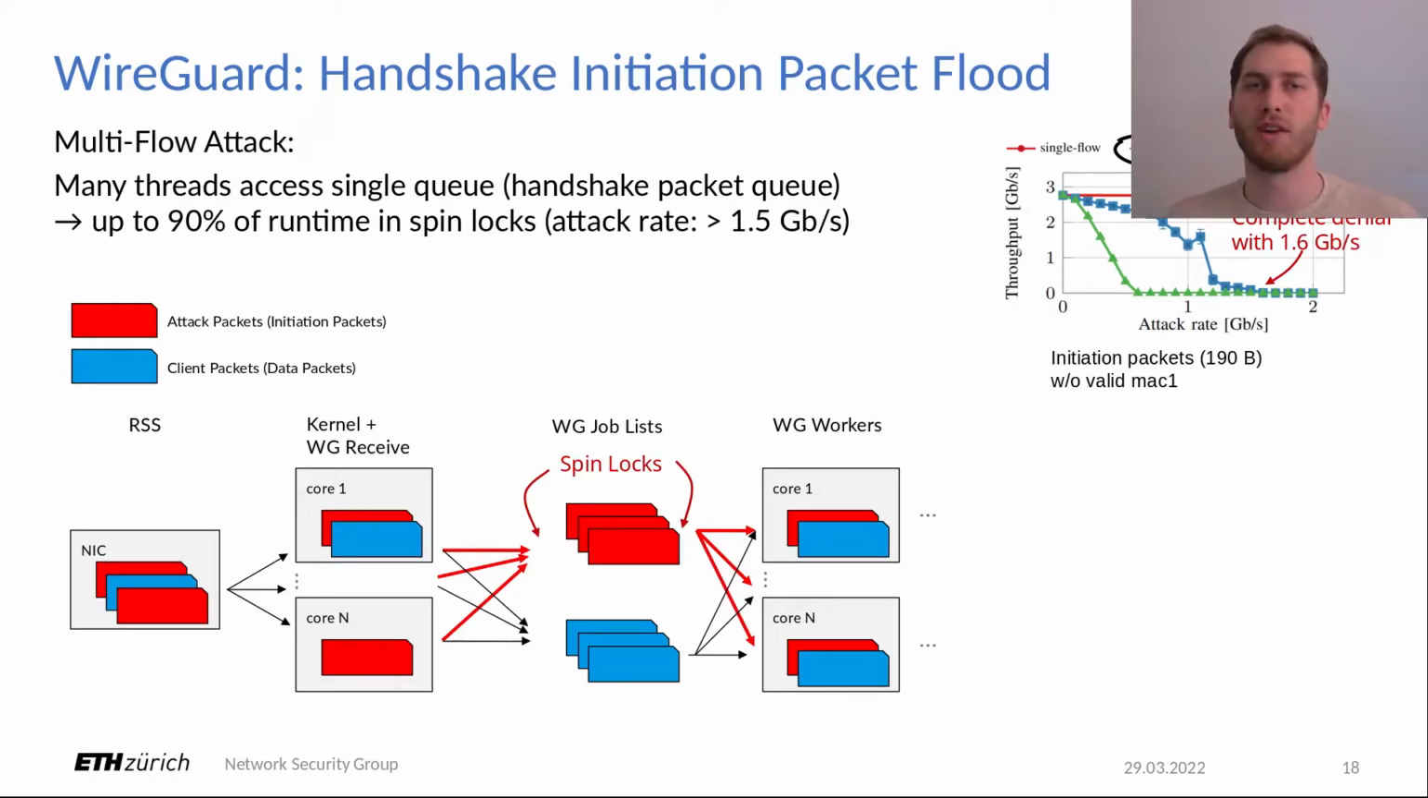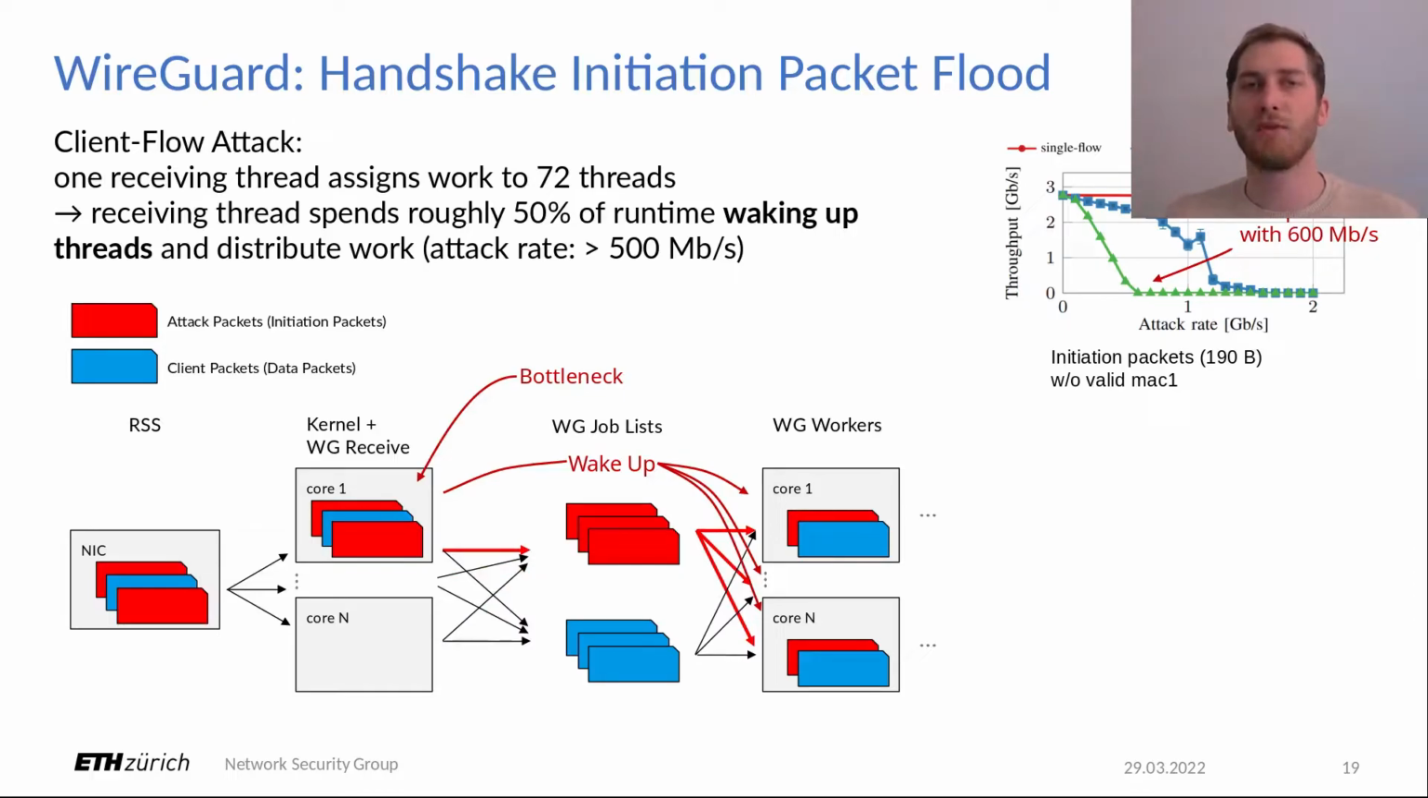When we profile the server by flooding it with initiation requests over multiple flows, we observe that the 72 cores spend up to 90% of the runtime in spin locks. These spin locks are in place to coordinate the enqueuing and dequeuing of the attack packets to and from the handshake packet queue. Therefore, the big number of threads accessing the same data structures seems to be the cause of the performance problems. With the client flow configuration, the profiling revealed that the receiving core is the main bottleneck.